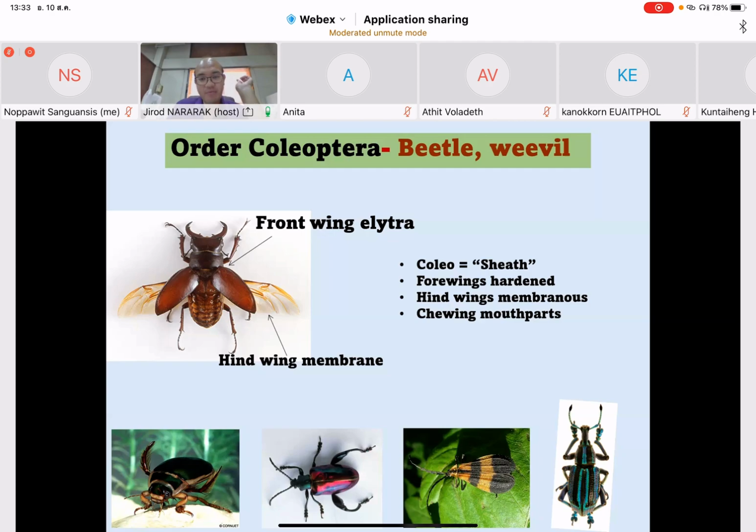And Coleoptera comes from the word for sheath, because you can see here the front wing is the strong one. It's like a sheath, so they protect the hind wing. That's why they call them Coleoptera. And the hind wing is membrane. So when they fly, they use only the hind wing to fly. Like most insects, they use the membrane wing to fly.